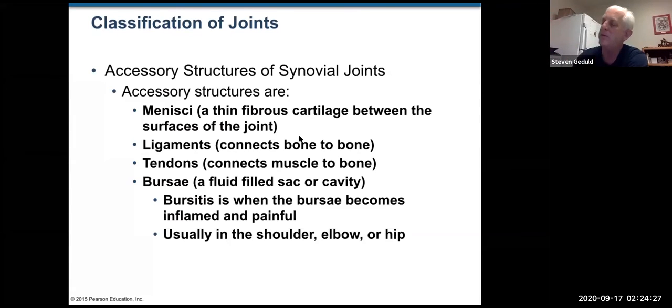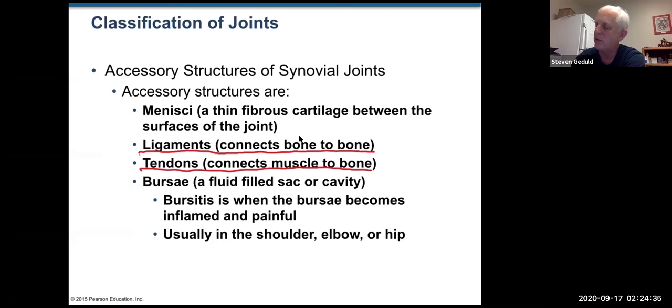Ligaments. Ligaments connect bone to bone. Tendons connect muscle to bone. Aponeuroses, we don't have that on here, but aponeuroses connect muscle to muscle.